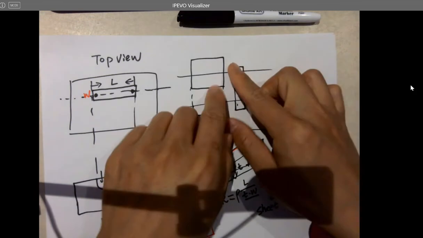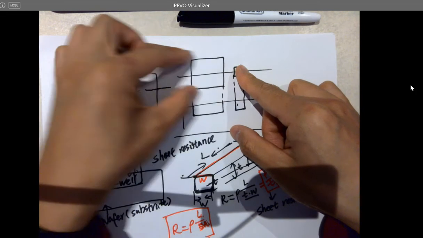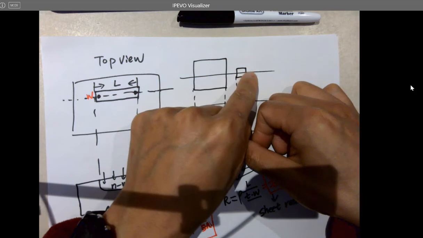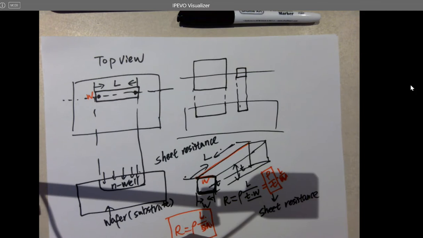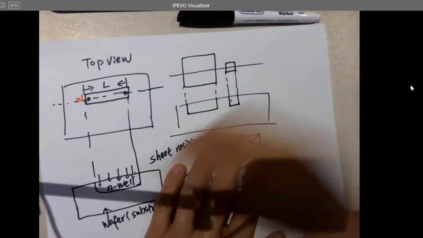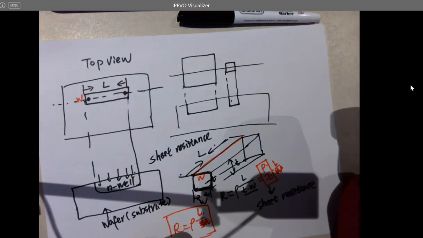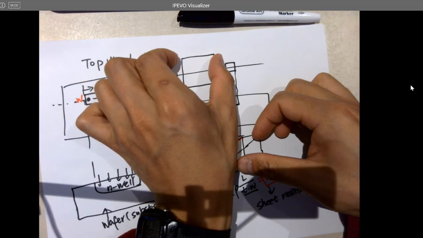You say, hey, you just said you have a bigger metal, you get more current flow. That's your question, right? This one definitely has a smaller metal. Why still the same resistance? It's smaller here, but also smaller here. It's shorter, right? This is wider, but this is longer as well.